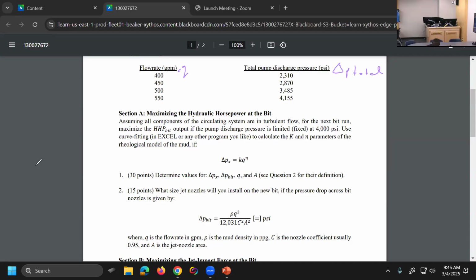Okay, so how can you plot this data such that you get this and this? What do you think?